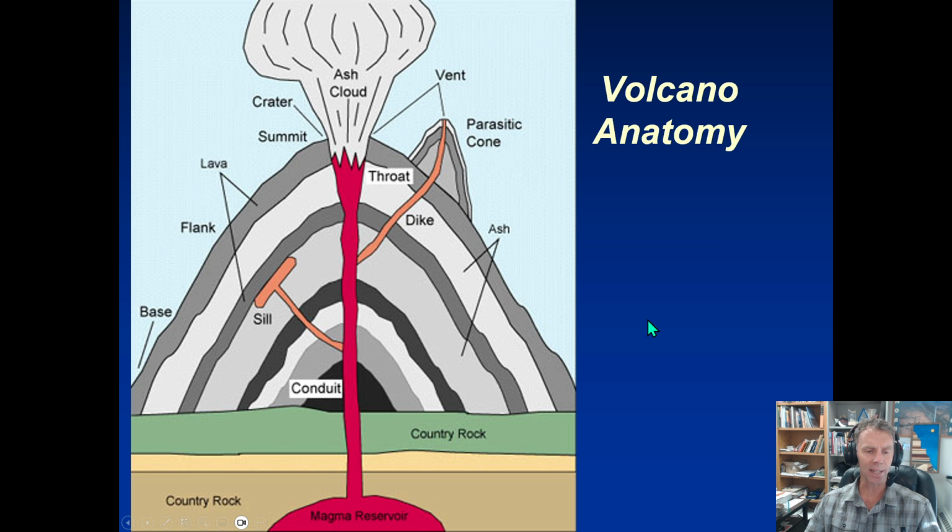Let's look a bit at some of the parts of a volcano. This is just a generic diagram, but as we get into volcanoes, it's important to know that there's different locations and terms we use. So let's go through a couple of these. We don't have to go through all of them.